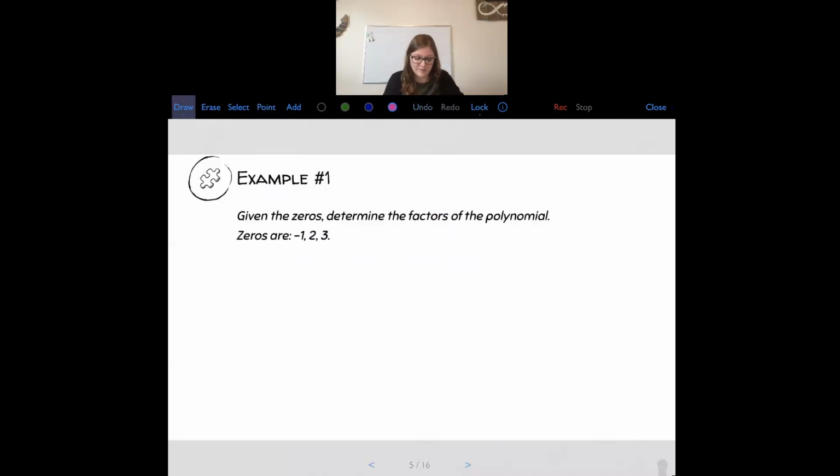Okay, so if we put this together then, if we're given the zeros, we can determine the factors of the polynomial. So our zeros are negative 1, 2, and 3. Okay, so this is like saying x is negative 1, x is 2, and x is 3. Now remember, when we find the zeros, we take our factors and we set them equal to 0. So we can solve each of these little equations, get the side equal to 0, and we'll have our factor.